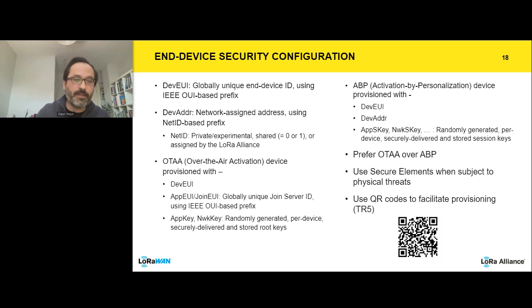And finally, for the OTA devices, in the link layer 1.0 specifications, we have an AppKey, a single root key. And with 1.1 and moving forward, we have two root keys, AppKey and NwkKey. These should be randomly generated per device keys. So using the same key on multiple devices or having easy to guess values used is a sure recipe for jeopardizing the whole security of the connectivity.